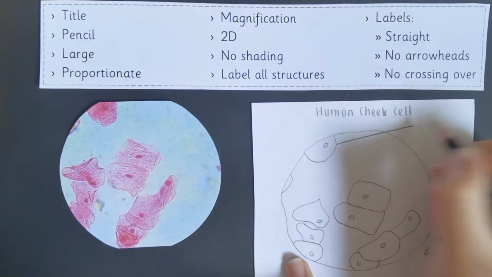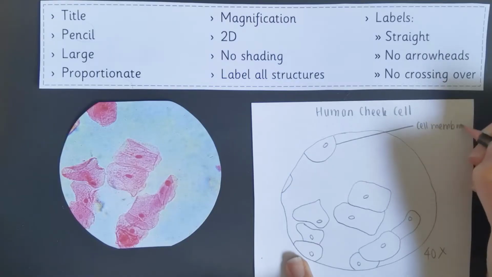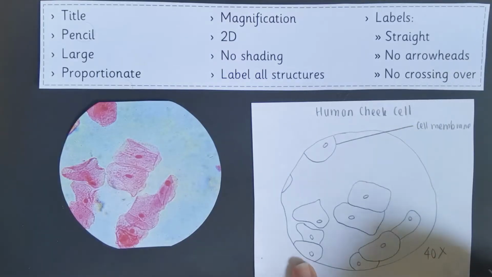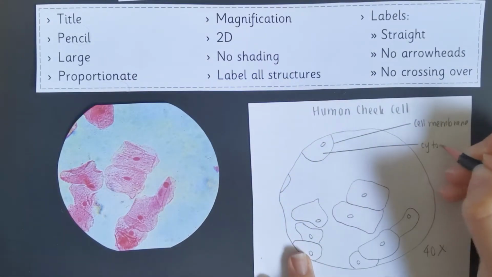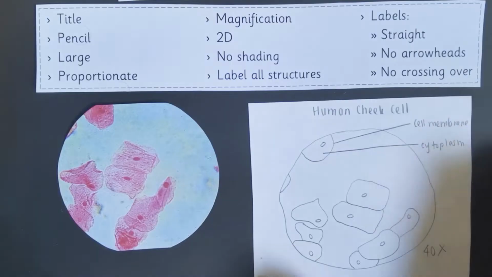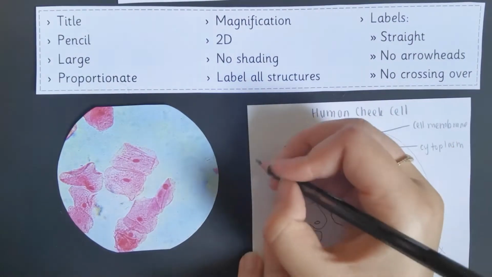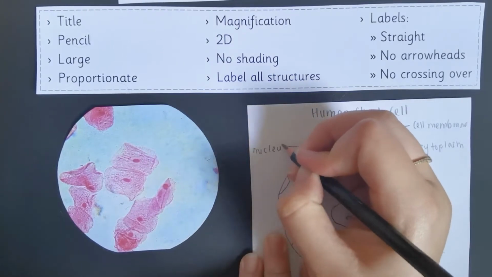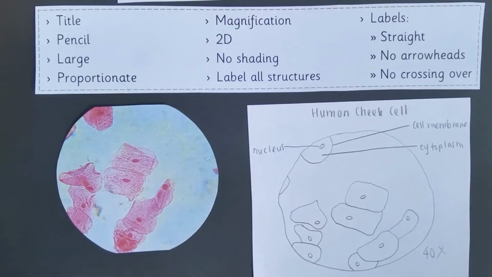Now also, we need to label what we can see. So we need to label everything. So firstly, we've got the cell membrane on the outside of the cell. You'll notice that the lines that I'm drawing are nice and straight. You should be using a ruler to draw those lines to ensure that. You need to make sure that your lines have no arrowheads. So they're just lines. There's no arrows at the end. And you need to make sure that your lines don't cross over. And that is how you draw an accurate scientific diagram.